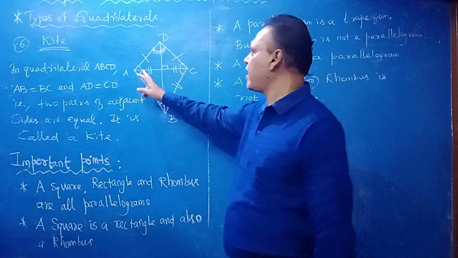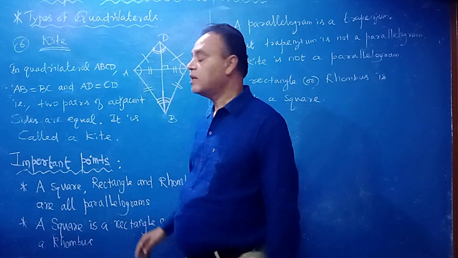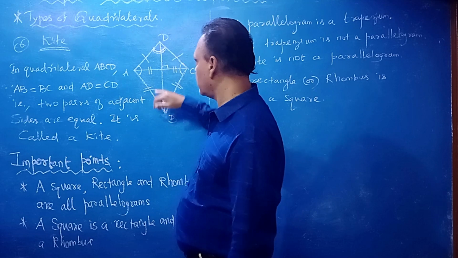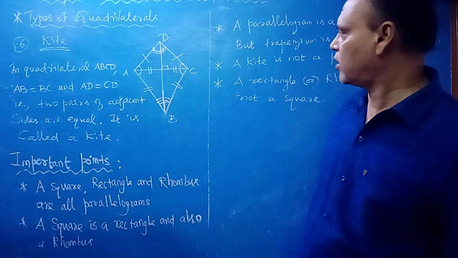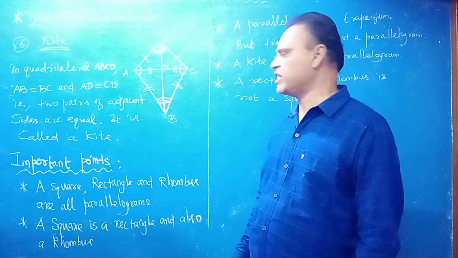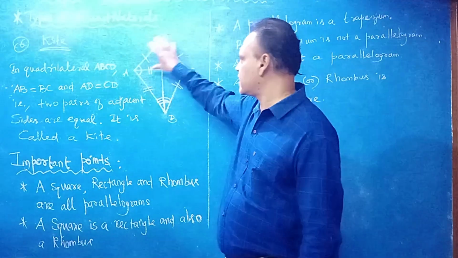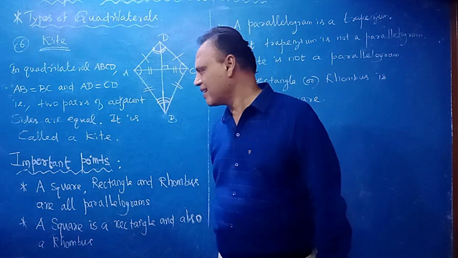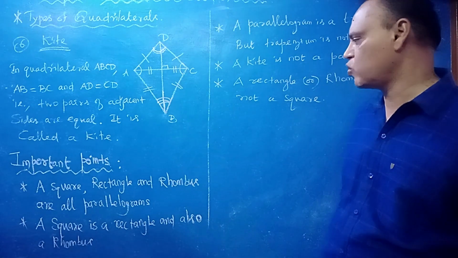Then one pair of opposite angles are equal. Another pair of opposite angles is not equal. Clear? Then BD is the perpendicular bisector of AC. Okay. So when these properties are satisfied, it is called a kite. Now we will see some important points also.